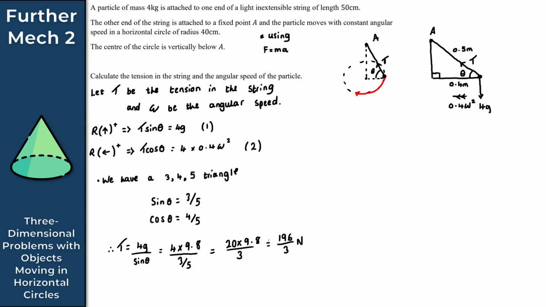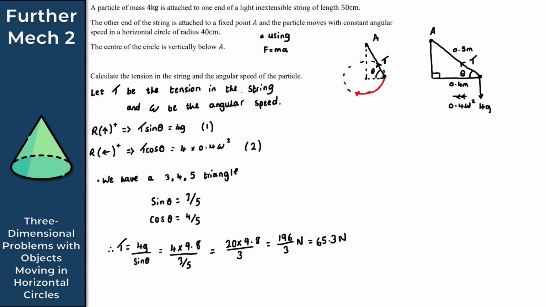Alternatively, you can give this as a decimal. So let's quickly grab my calculator. What does that give me? So 196 over 3, to one decimal place, I get 65.3 newtons there. Perfect. Now just be careful, we're not done here. What I've just stated there is the tension in the string.